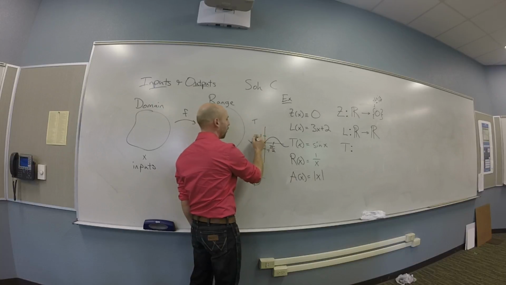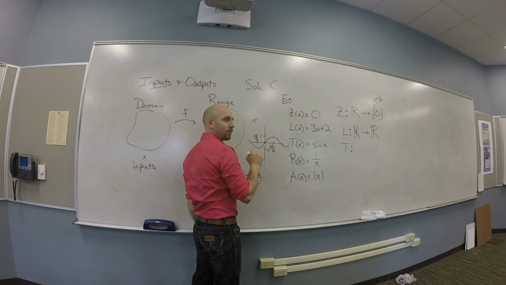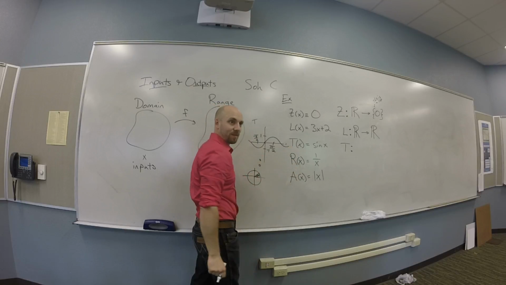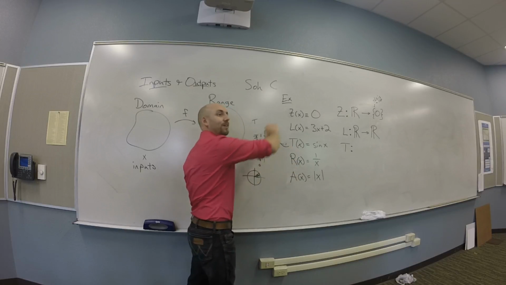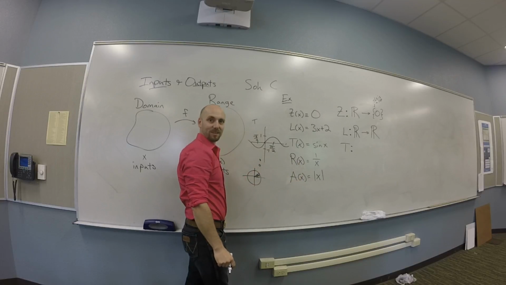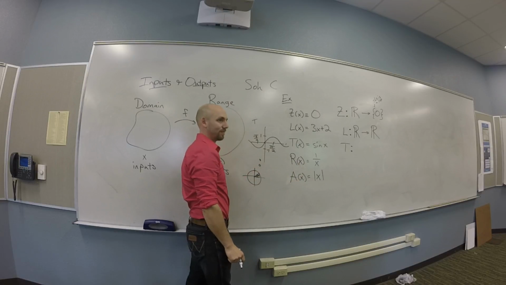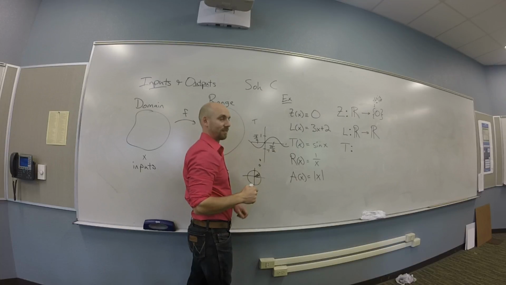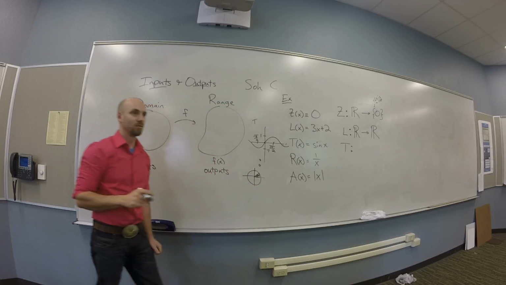Negative pi over 2, or -90 degrees. Or yeah, 90. Here again, it also hits the x-axis at 3 pi over 2, and then another pi, 180 degrees later, or something, right? Yeah. Sorry, 360 degrees later. Right. Cool. Questions?